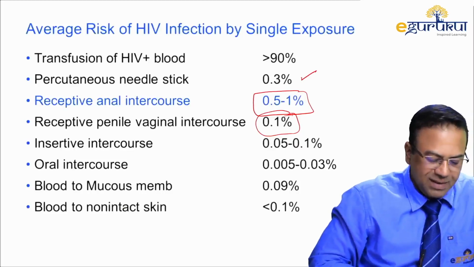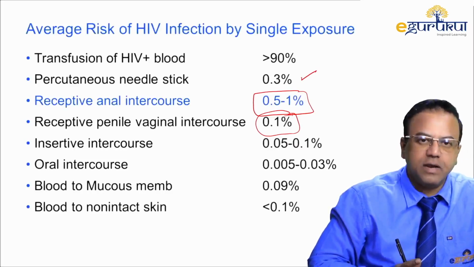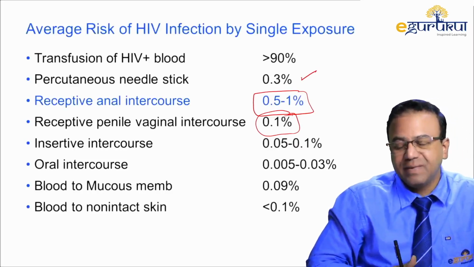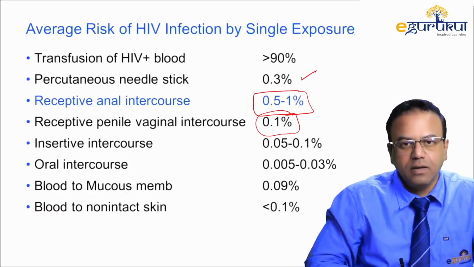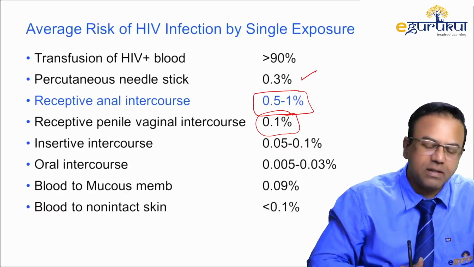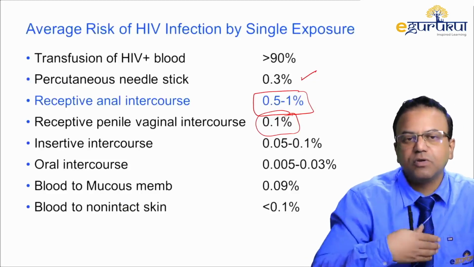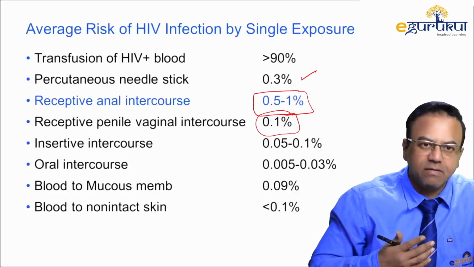Now remember that with insertive intercourse the risk is quite less, meaning the transmission risk in heterosexual intercourse from male to female is higher compared to female to male. That's one important aspect that you need to understand from this. So male to female, the risk of transmission is higher. Males can easily transmit to females. For the female to transmit to the male becomes less. The risk is comparatively quite less.